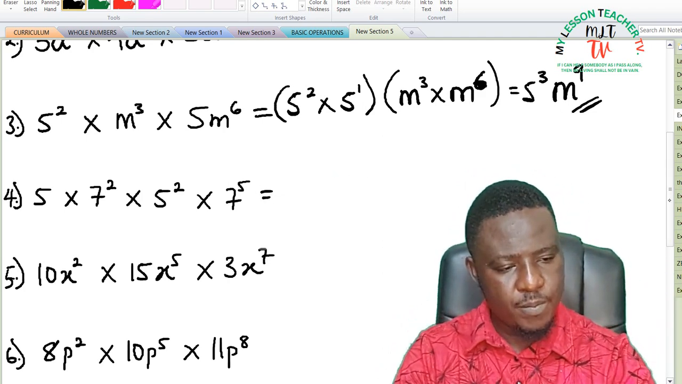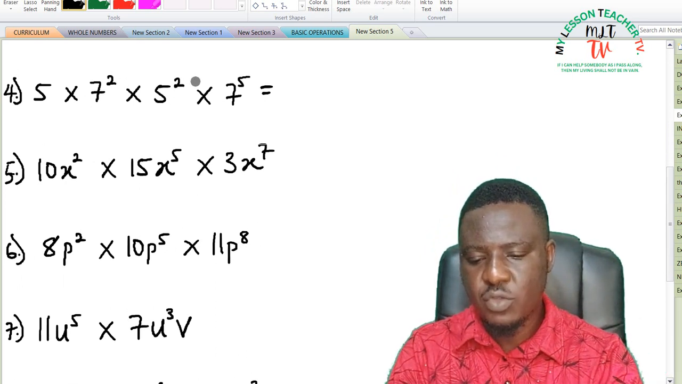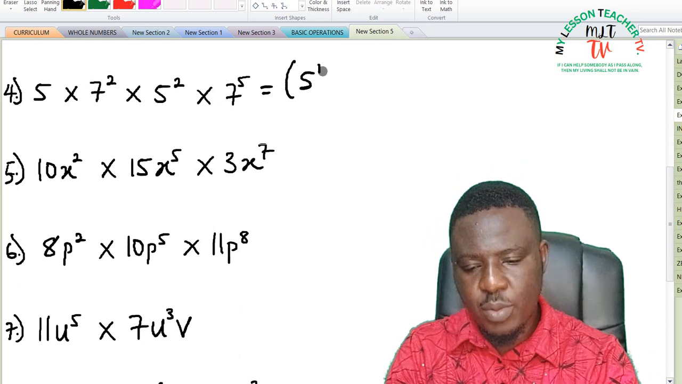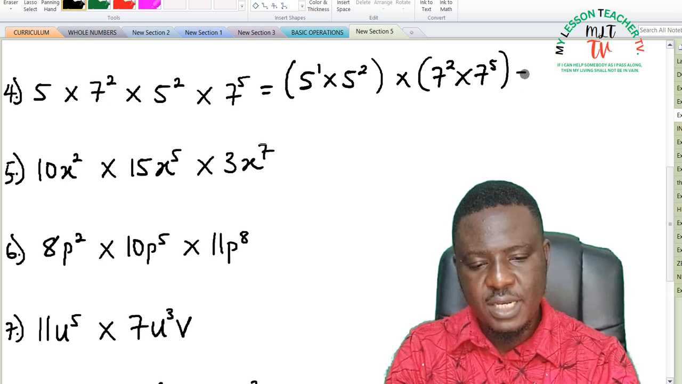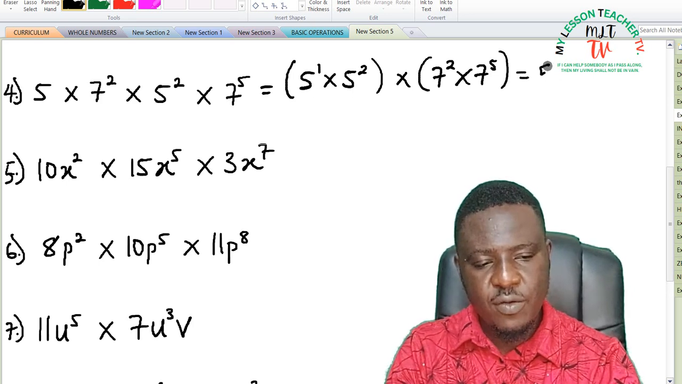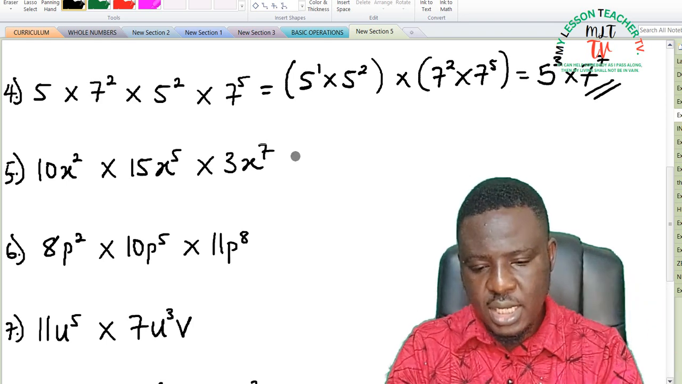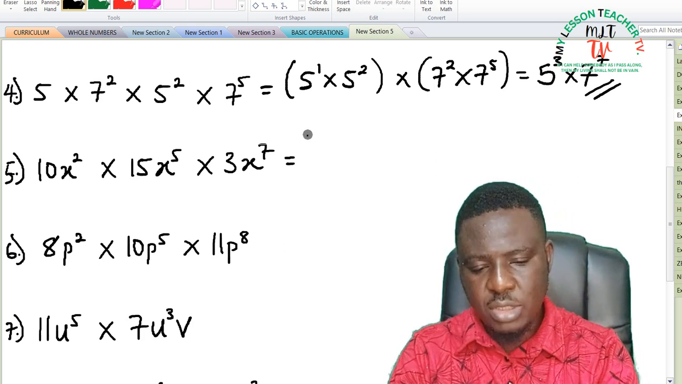Question 4. We have 5 times 7 squared times 5 squared times 7 raised to the power of 5. This is equal to, I'm collecting like terms, 5 raised to the power of 1 times 5 squared to be multiplied by 7 squared times 7 raised to the power 5. This is equal to 5 raised to the power of 3 times 7 raised to the power of 7. This is your answer.